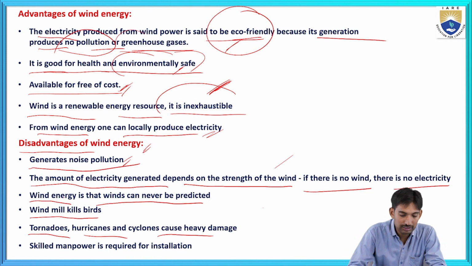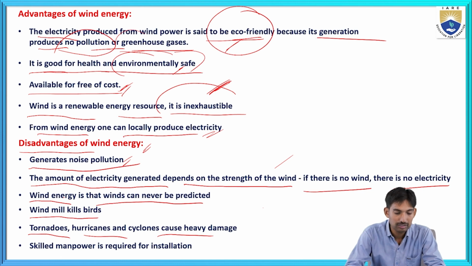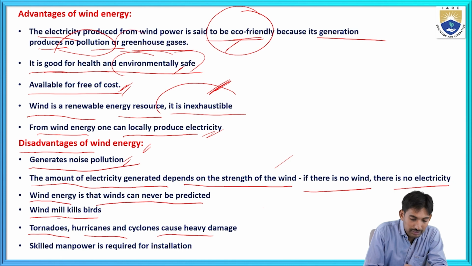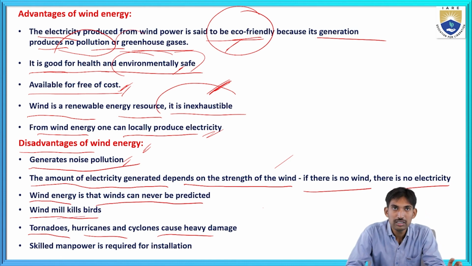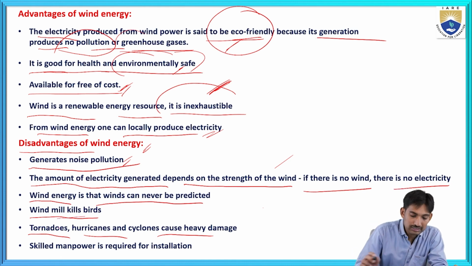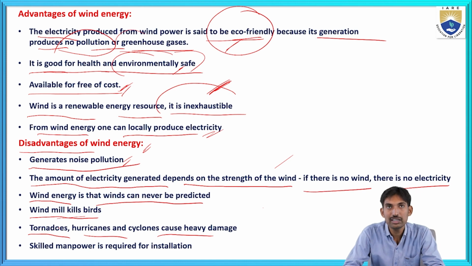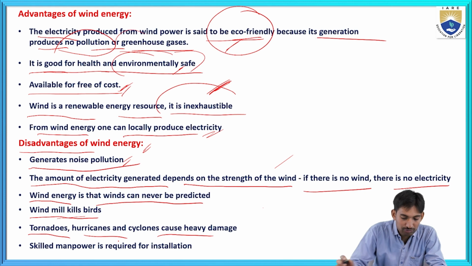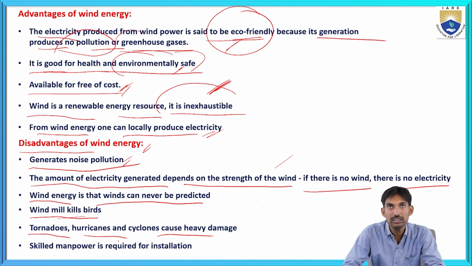Winds can never be predicted. Windmills kill birds. Tornadoes, hurricanes and cyclones cause heavy damage to the wind energy setup. Skilled manpower is required for the installation of this wind energy setup.